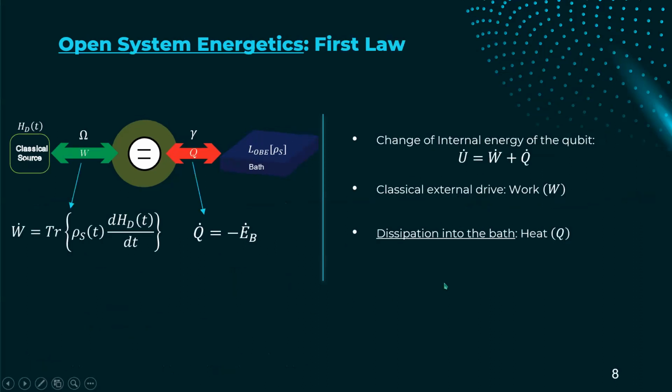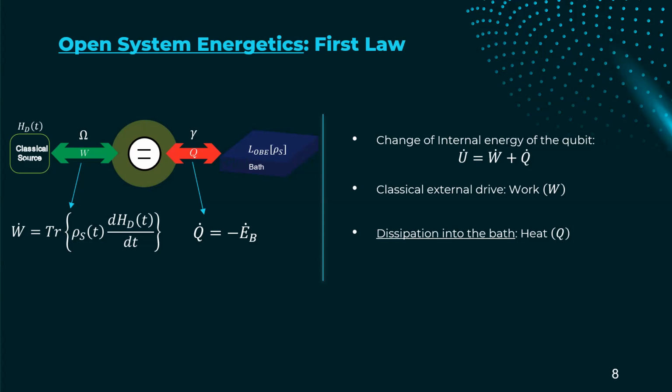Okay, now let's talk about the energetics, the first law using the optical Bloch equations. The way it's defined is the internal energy change of the qubit is given by the energy inputted by this external drive, that's the work, plus the energy change of the bath, that is the heat. So all the energy that's dumped into the bath changes the energy of the bath, and that is where the heat comes from. Okay, so this energy change of the bath to define heat is the main point of the energetics of the optical Bloch equations.